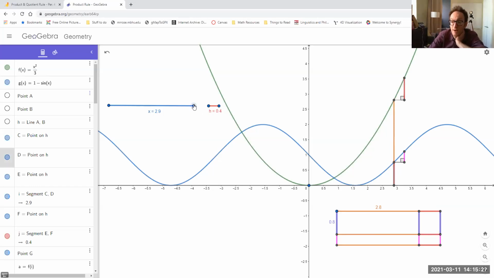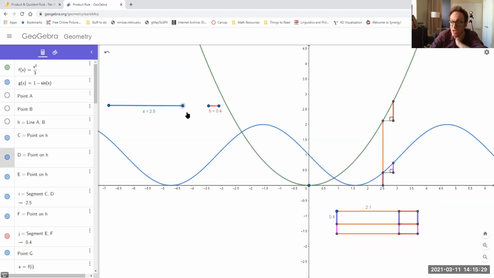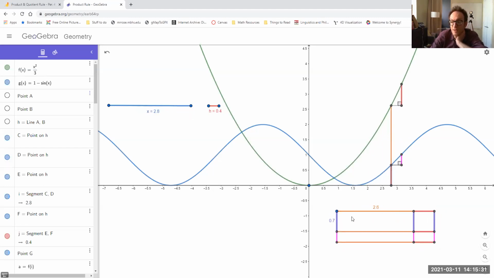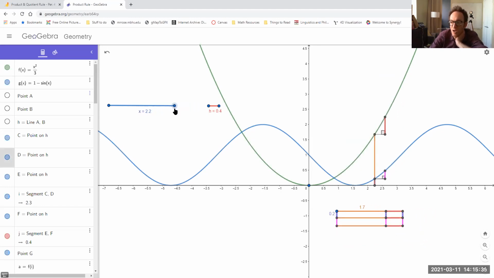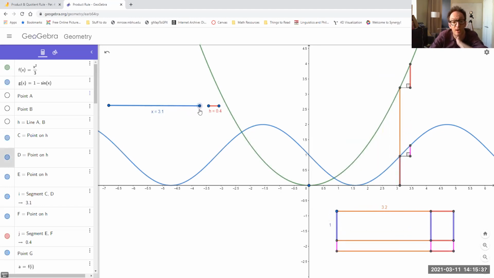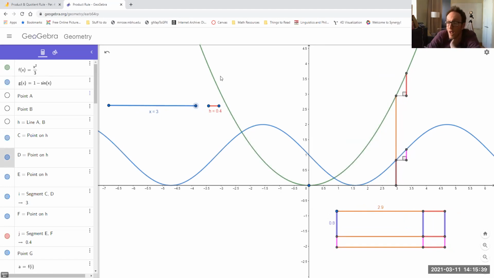And so, just like I was saying, as x changes, I have this rectangle over here in the top left-hand corner, which has one purple side and one orange side. And that rectangle is getting smaller, bigger, smaller, bigger, smaller, bigger, smaller, yeah? Okay, well, what's h? H is supposed to be kind of like an infinitely small amount of time.